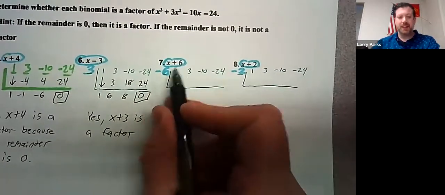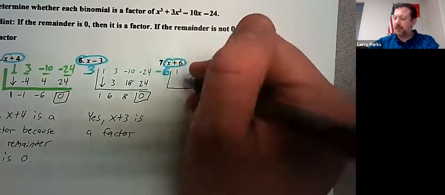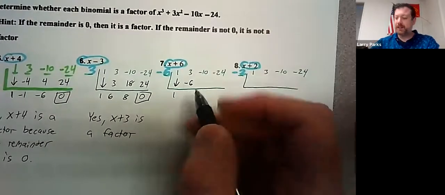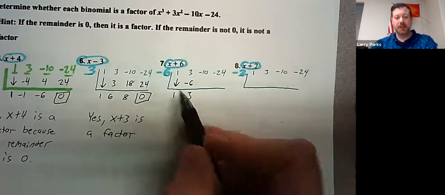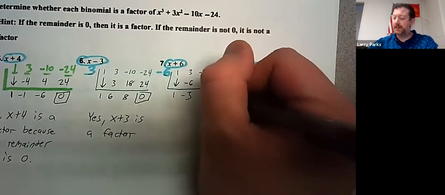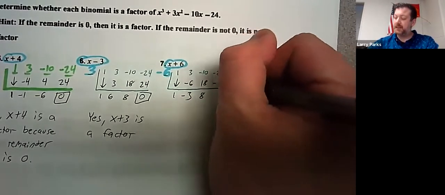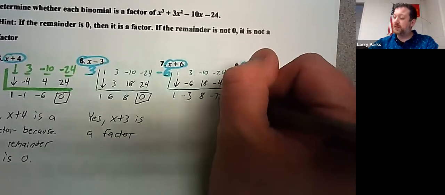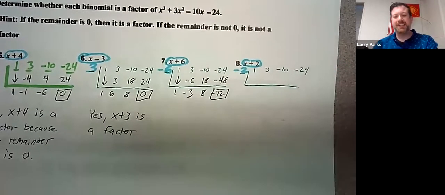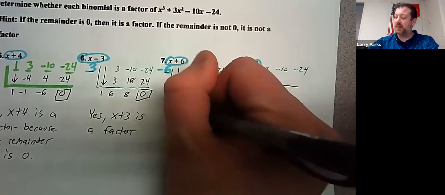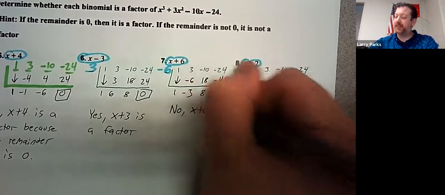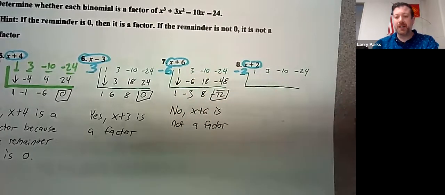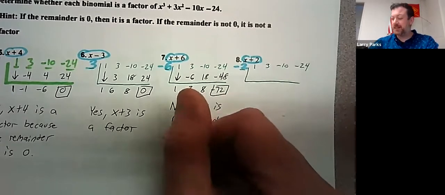Here, again, I'm seeing if x plus 6 is a factor. So I bring down my 1. Negative 6 times 1 is negative 6. I add. I multiply. I add. I multiply. I get negative 72. That's my remainder. I did not get 0, so I would say no, x plus 6 is not a factor. And if they ask you why? Because there is a remainder.